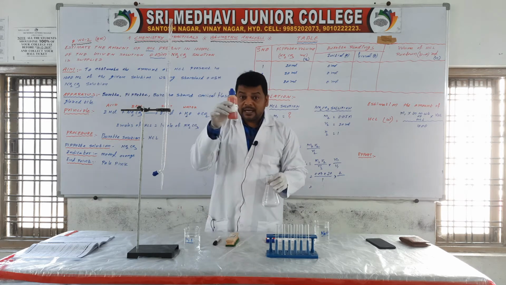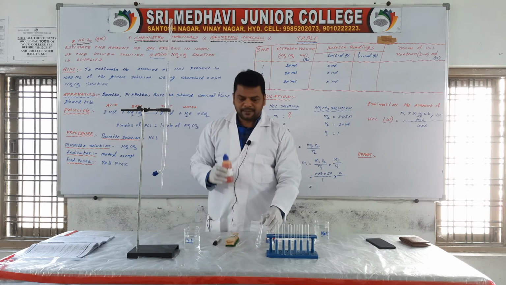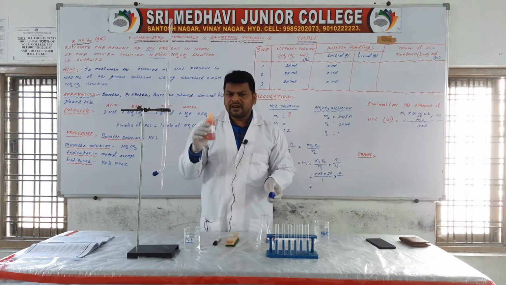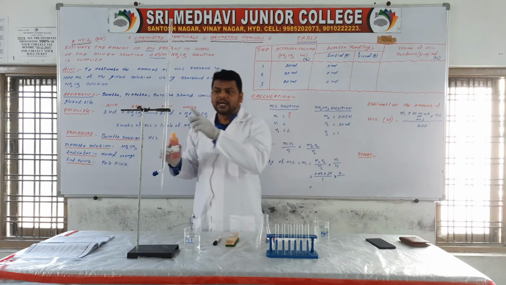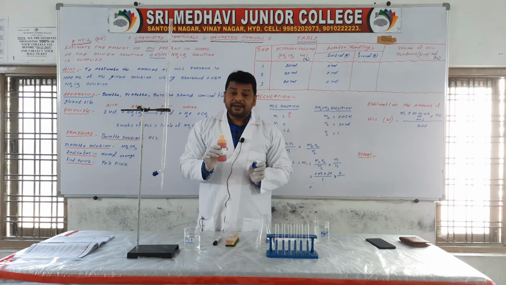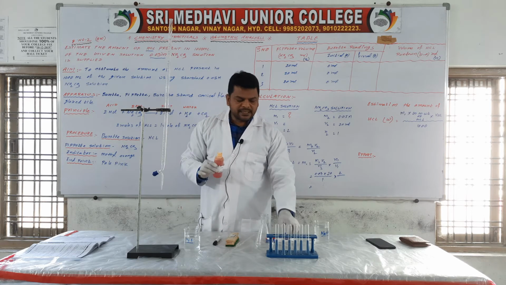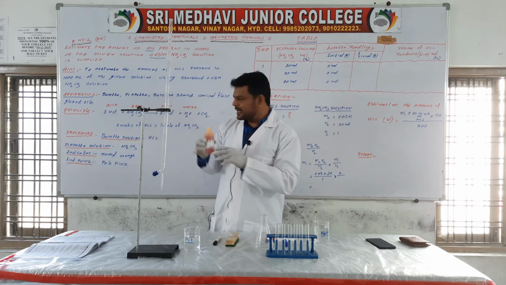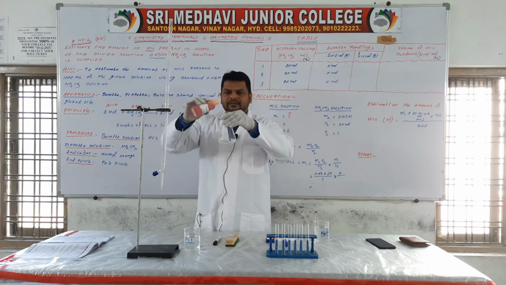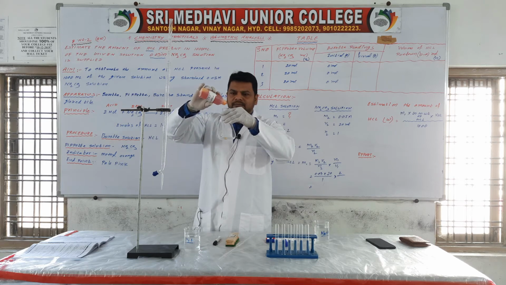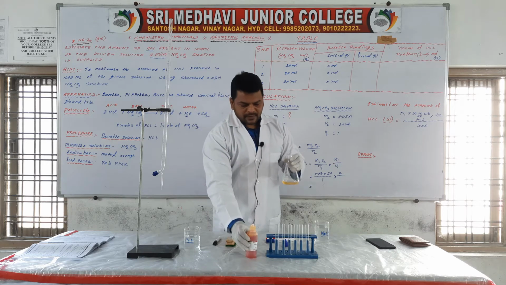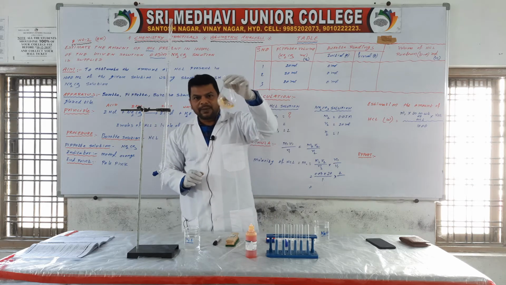Now you have to add the indicator. What's the need of adding an indicator? HCl and sodium hydroxide are both colorless solutions. For identifying the end point, an indicator is a must. Here we are adding methyl orange as the indicator. It is colorless, so after adding one or two drops to the solution, what is the color? Pale yellow.